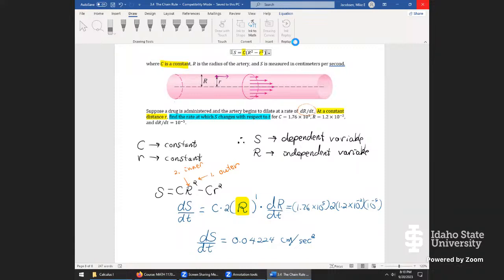So I'm going to take all of this, prime, just to say I'm differentiating that. Because of this right here, it's a product rule. So we'll go.